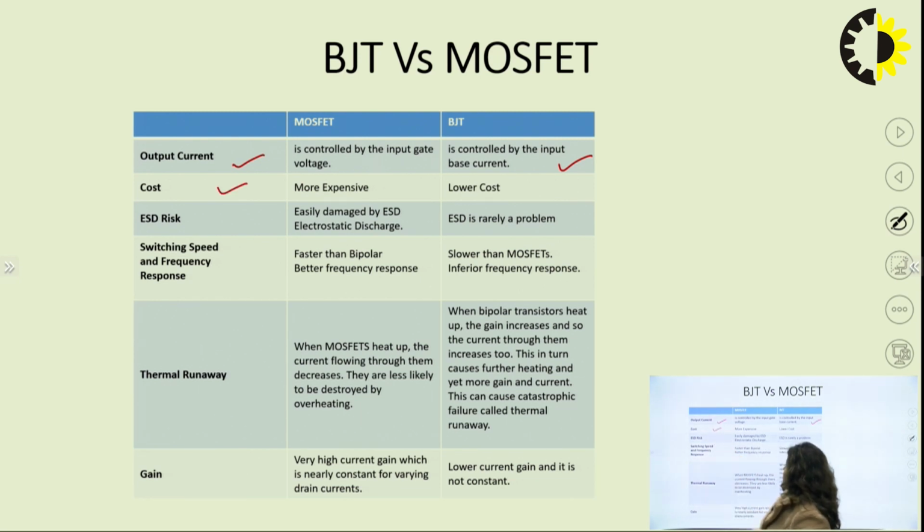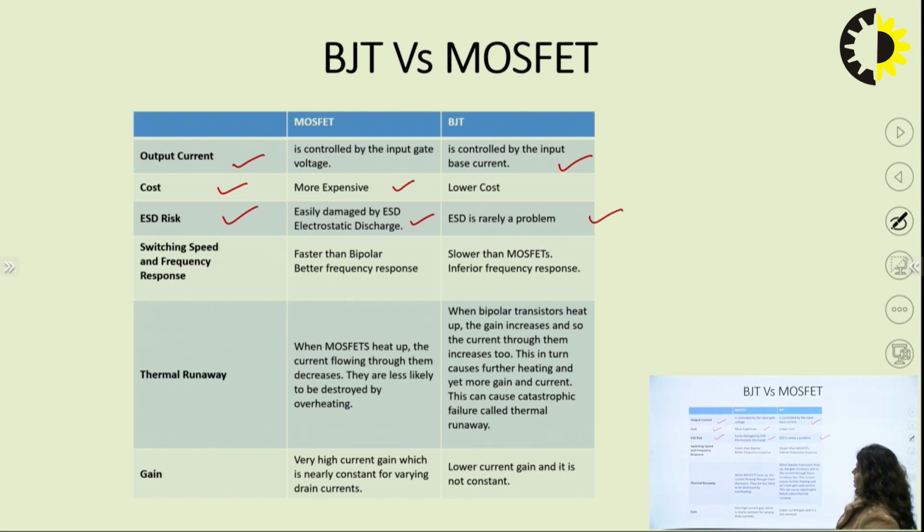In terms of cost, MOSFET is more expensive as compared to BJT, and BJT has lower cost. In terms of ESD, that is electrostatic discharge damage, MOSFET is easily damaged by ESD, while in the case of the BJT we don't have this type of problem.